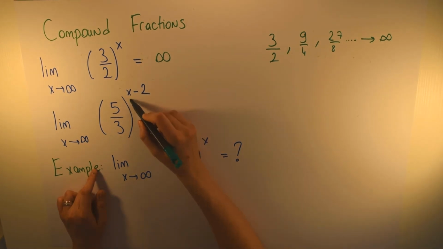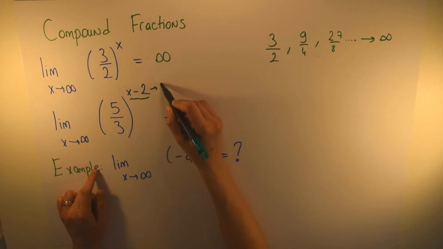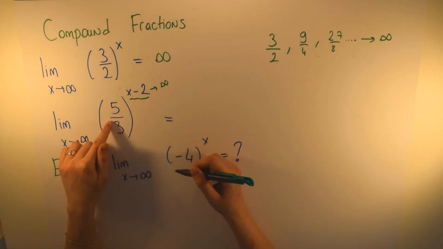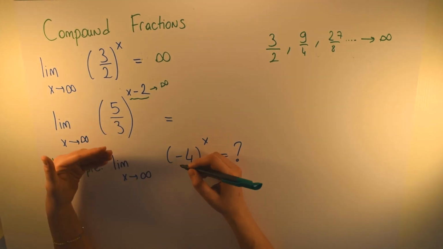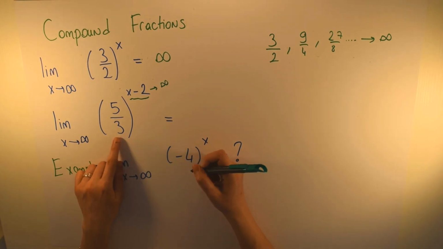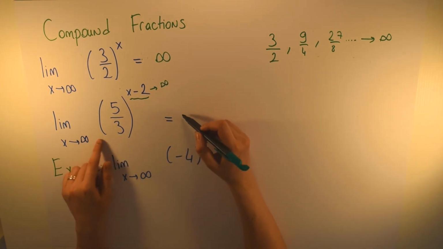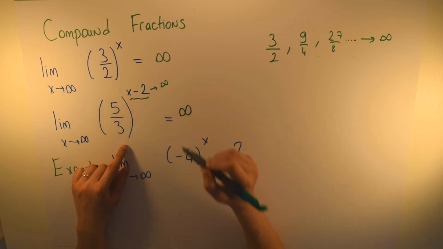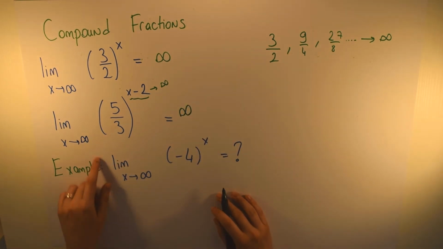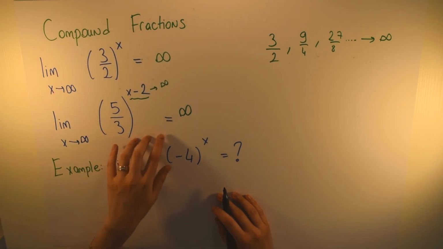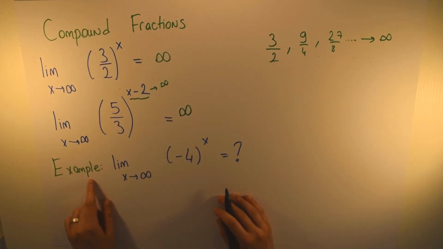So x minus 2, it's equal to infinity. So same logic, 5 over 3, this is bigger than 1. So that's why it will get closer to infinity, and its limit is equal to infinity. Okay, so when it comes to compound fractions, we can say that their limit is equal to infinity. Let's look at this example.